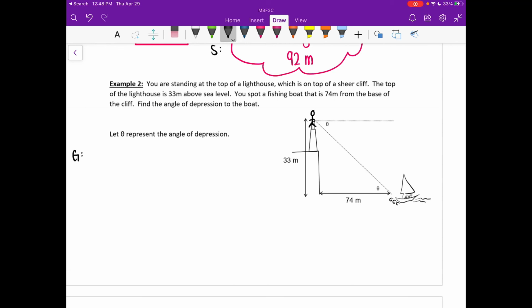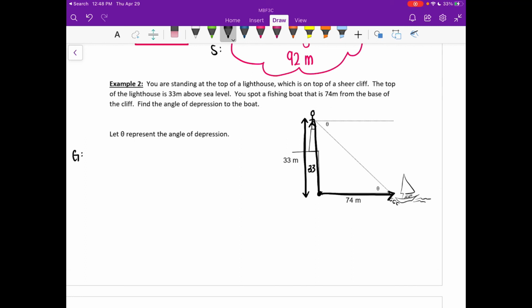Excuse my drawings. But I'm standing on top of this lighthouse, and the top of the lighthouse is 33 meters above sea level, which means that from here to here, of this triangle, this is 33 meters, which we have written down as well. You spot a fishing boat that is 74 meters from the base of the cliff. So from here, which is where your lighthouse is, to here is 74 meters. So all in all, this triangle is going to be 33 by 74.